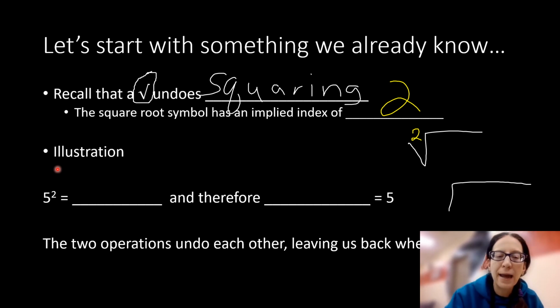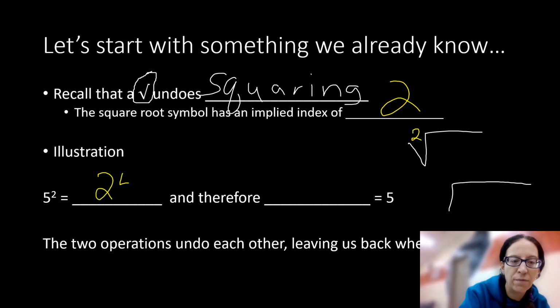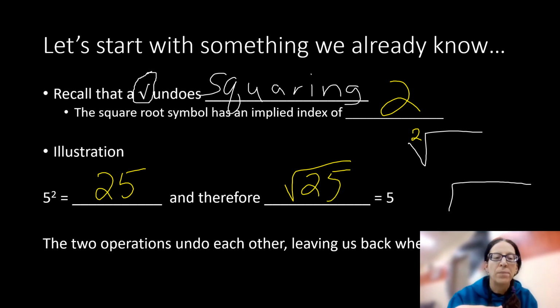Okay, now just to get a handle on what we're talking about here, suppose you have a 5 and then you square it. Well, you would get 25. And therefore, the square root of 25 is 5. And so what I want you to notice is that the two operations undo each other, leaving us back where we started. Okay, take a moment and let that sink in, because understanding what these operations are and what these symbols do is essential for being able to extend it.